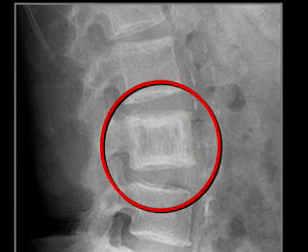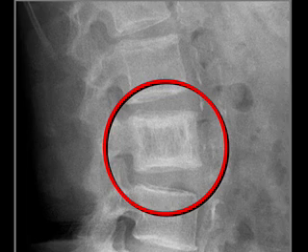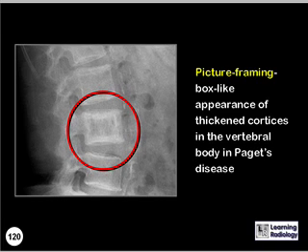What is the descriptive term for this appearance? This is picture framing, the box-like appearance of the thickened cortices in the vertebral body in Paget's disease.